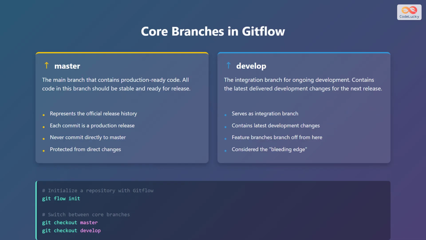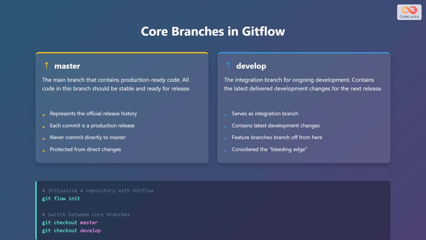In Gitflow, the foundation consists of two core branches: master and develop. The master branch contains production-ready code. All code in this branch should be stable and ready for release. It represents the official release history, where each commit signifies a production release. Direct commits to master are restricted.